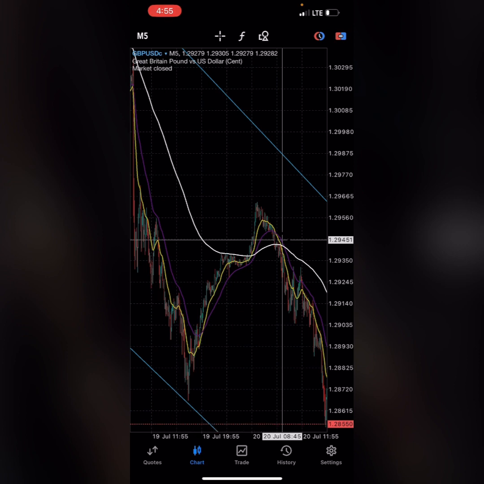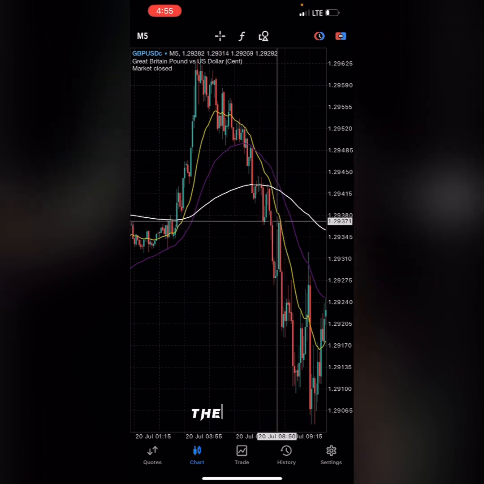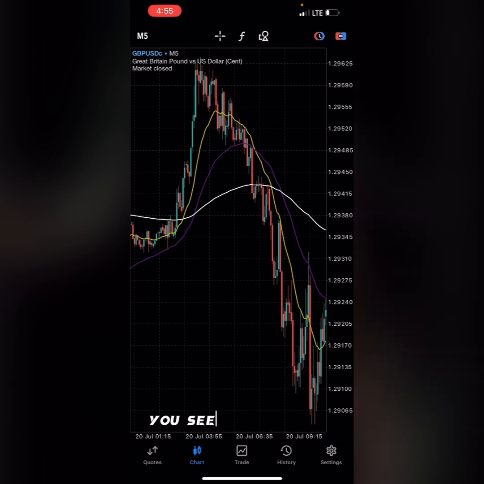You understand? Let's see. Let's cross this here. There's no opportunity for us to enter now. You see, we can only enter in two ways. Number one, when there's a crossing between the yellow and the purple under the 200 moving average, or when there's a retracement to the purple, which is the 50 moving average.